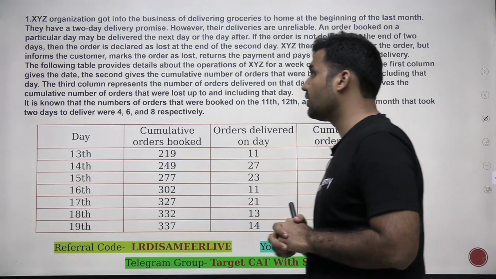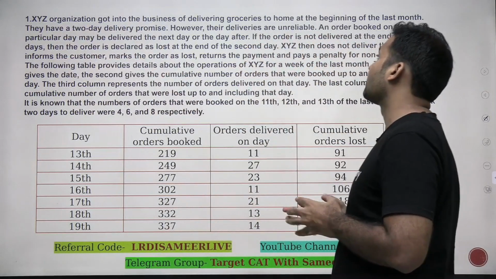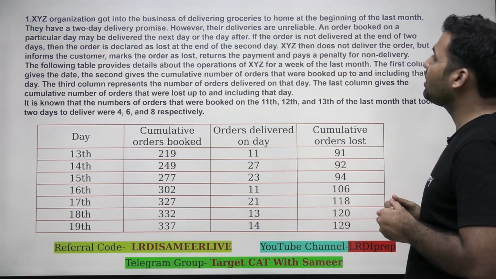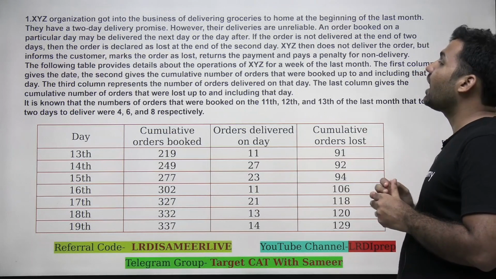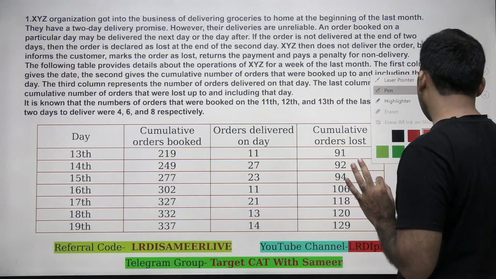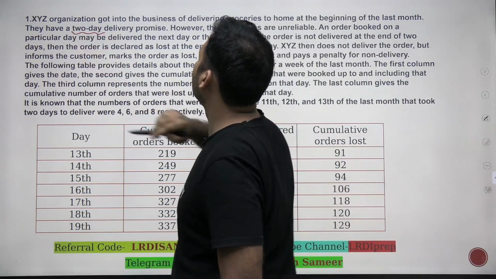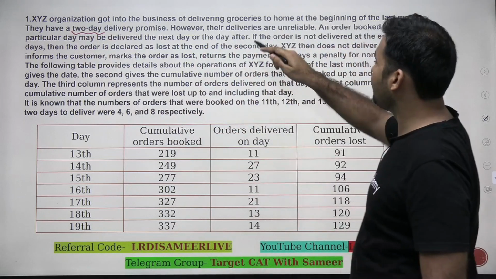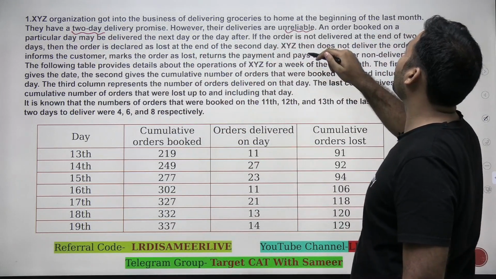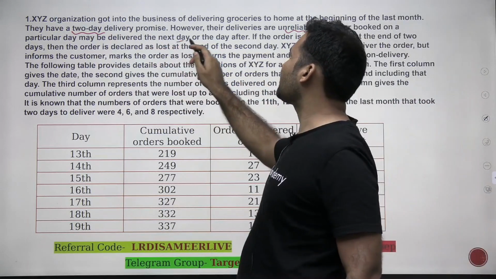Here is the set that we are going to cover. It says that XYZ organization got into the business of delivering groceries to home at the beginning of the last month. Now they have a two-day delivery promise. Now keep this point in mind that they have a 2-day delivery promise, right? However, their deliveries are not reliable. An order booked on a particular day may be delivered the next day or the day after.